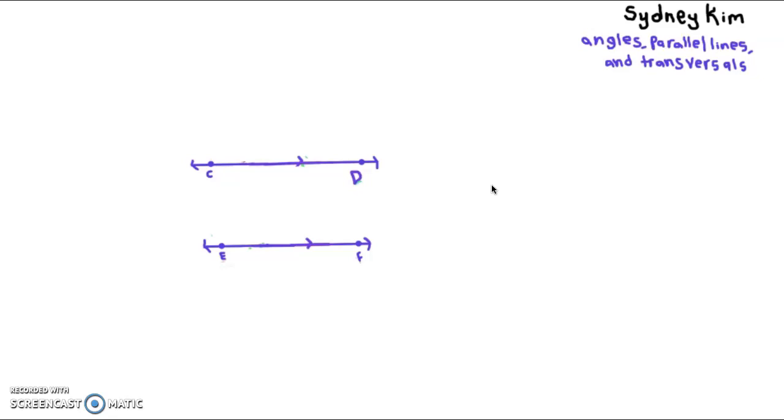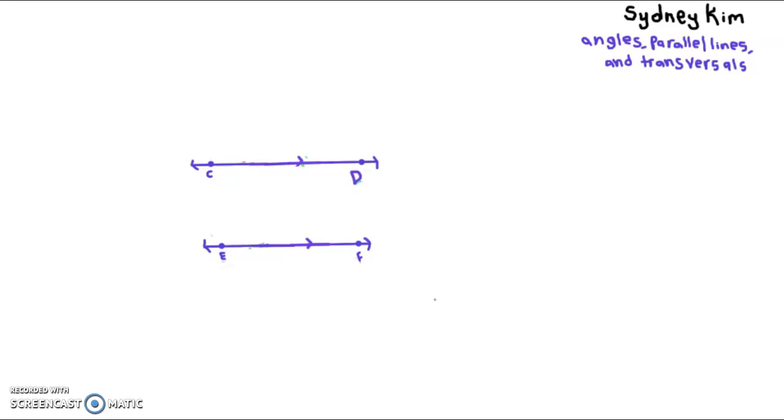So let's say that I have a line segment CD and another line segment EF. Both of these lines go on forever and are on the same plane. In this case, the plane is the screen. If you look and see, these lines never intersect. This is because if you think about it like a graph, these lines have the same slope but different y-intercepts.